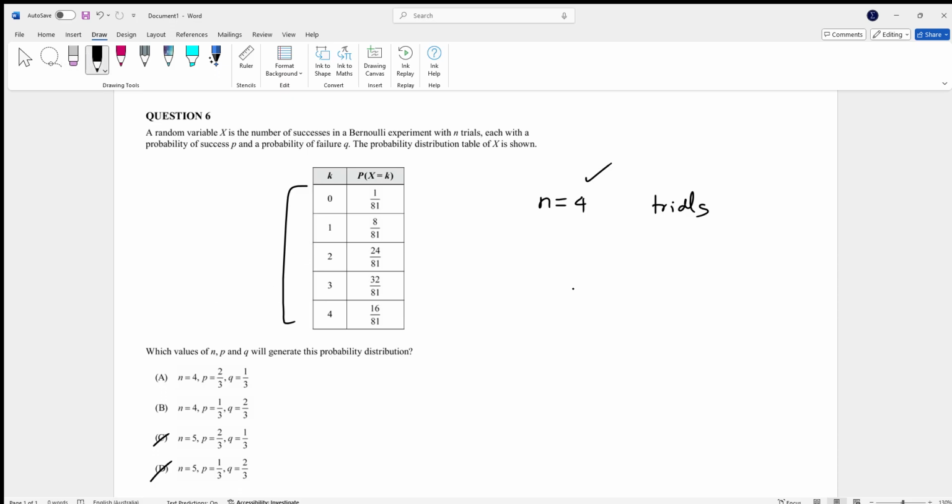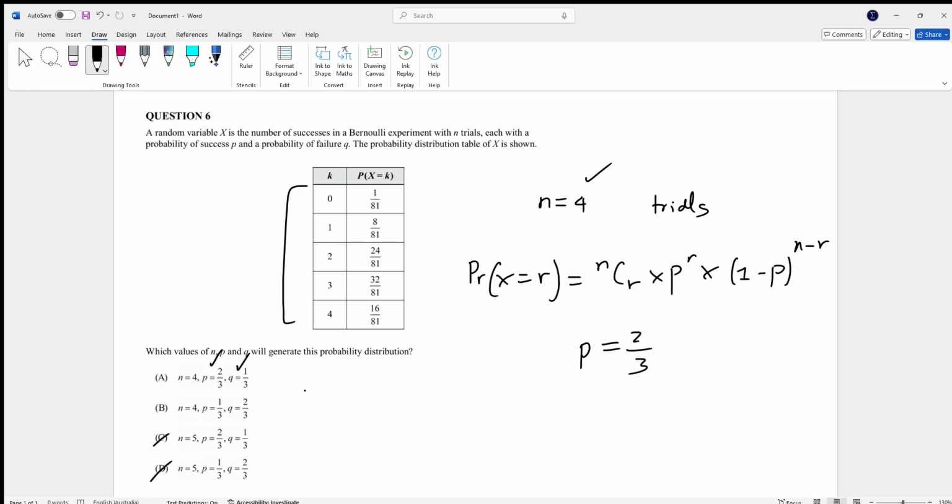Okay? Now, the probability formula for a binomial or Bernoulli is this guy here. So n choose r times the probability of success to the power of r times 1 minus the probability of success to the power of n minus r. Now we already know n is equal to 4. However, we have no idea what the probability of success p is and what q is. Now, p being 2 over 3 for A is pretty much that, because if you look at q, they have a third.